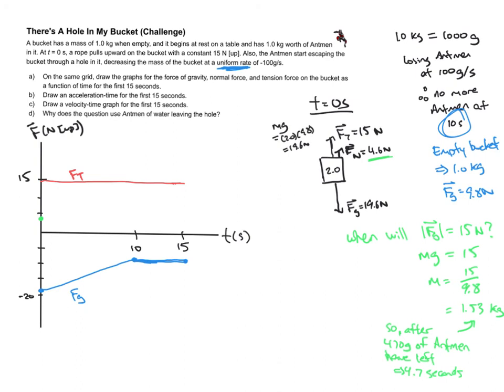So this is going to be an important point in my graph here. Well, I'll label 5, and 4.7 is slightly before 5. At that point, there will no longer be a normal force, because the tension is going to be bigger than the gravity at that point. So the normal force, we need less and less and less of it as the Ant-Men leave to keep the bucket on the table. And at this 4.7 seconds, now we no longer need any normal force. It's going to be 0 for the rest of the time.